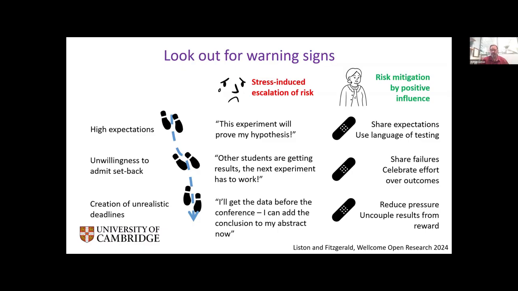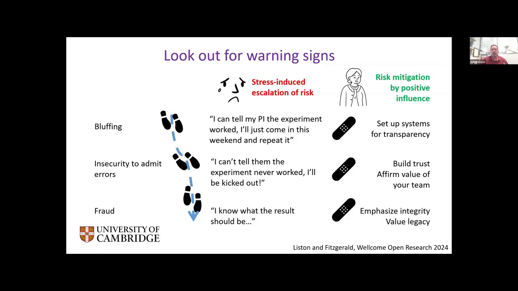Try to dial back expectations. Try to really show people that failure is normal and it's okay to make mistakes. Try to reduce pressure on people. Make sure systems are transparent. Make sure that people trust that when they make mistakes, you're going to respond well to those mistakes. And if you do all of these positive behaviors, you avoid people going down this chain to a scientific fraud situation.